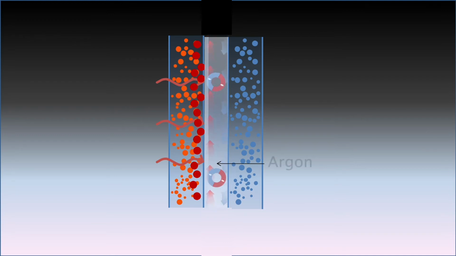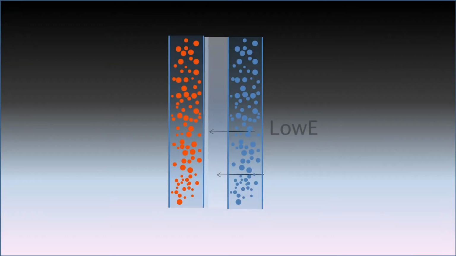To slow this, we replace the air with a heavier inert gas called argon. In an average 4-foot window or taller, this will reduce your heat loss by about 10%. Low E and argon are the standard building code requirements in our region.